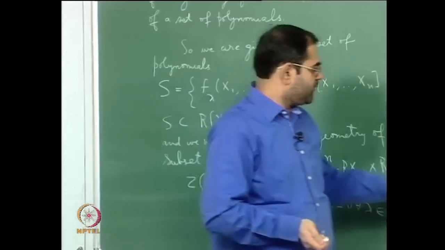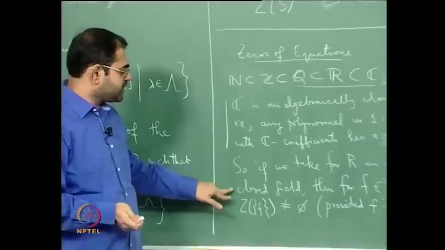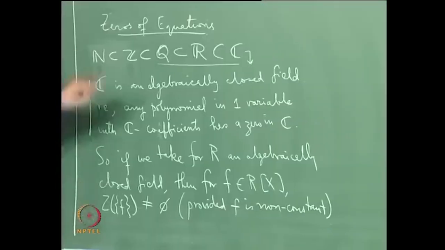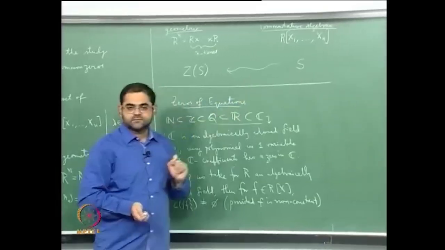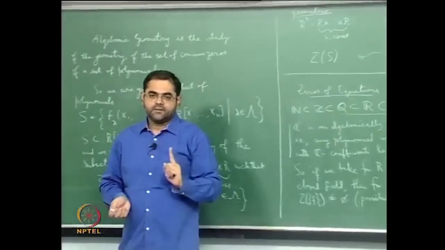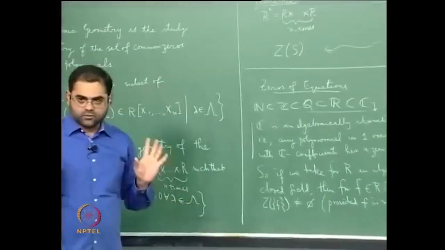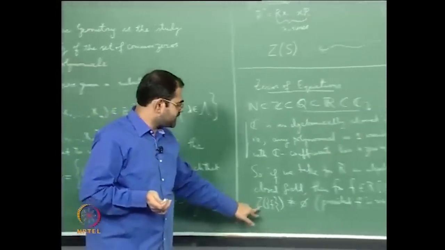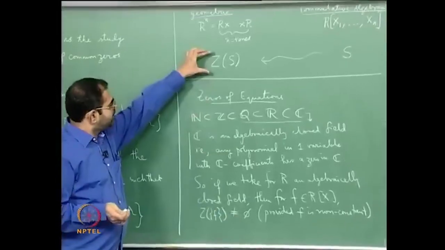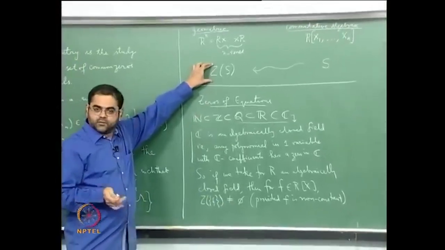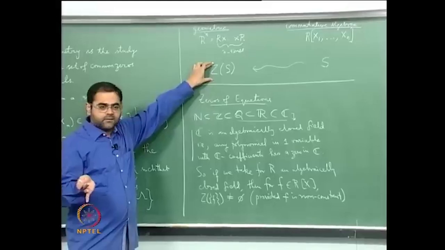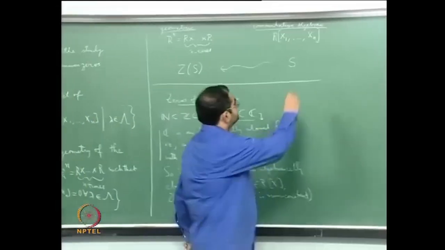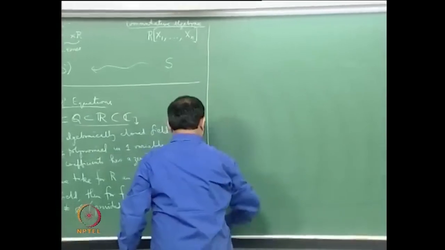Okay. So what it says is that if you take for R an algebraically closed field and this set S to be a singleton consisting of only one polynomial, which is of course non-constant, then the zero set is non-empty. So you ensure that this is non-empty, so you can do some geometry. Okay. But then here is the important thing.